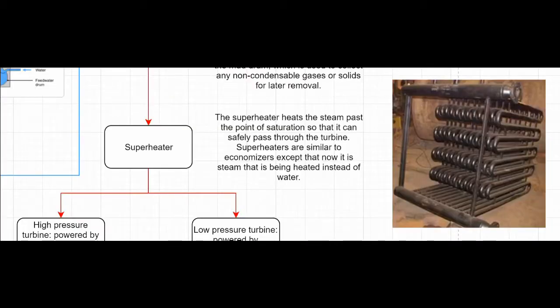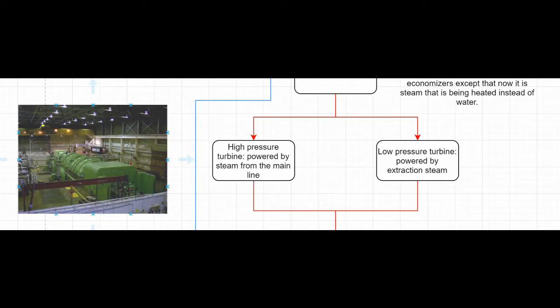The superheater heats the steam past the point of saturation so that it can now safely pass through the turbine. Superheaters are similar to economizers, except that now it is steam that is being heated instead of water. The superheated steam now passes through the turbines, which produce electricity for the plant and surrounding area.